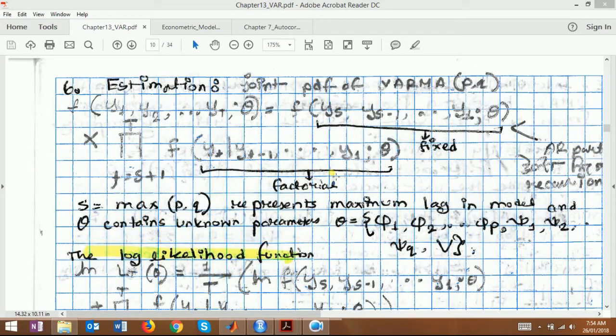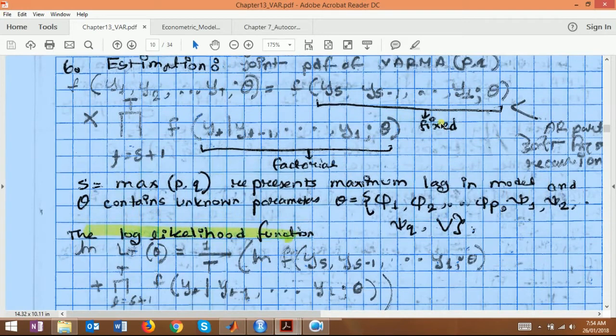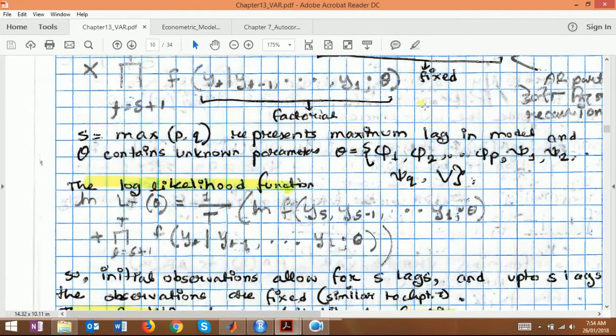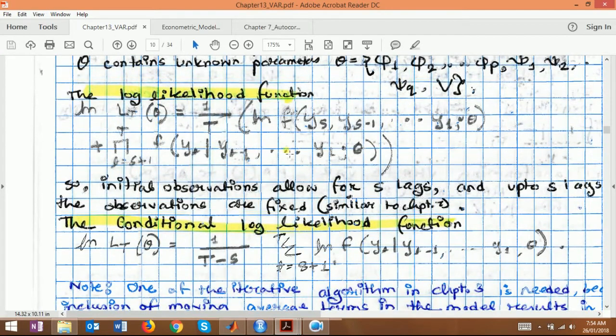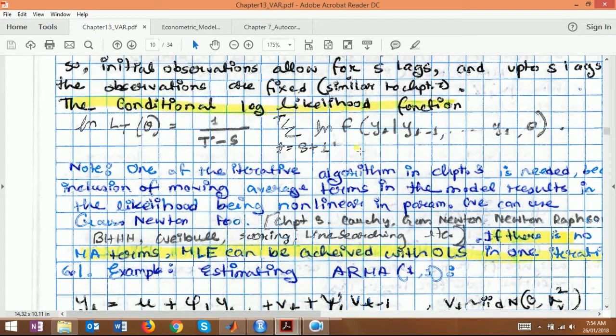Here we see the log likelihood function for a joint ARMA model. A joint probability distribution function has a fixed and a factorial portion, and as we can recall, as long as we have an autoregressive parameter, this can be simply estimated with OLS, and we don't need MLE. But for the factorial portion, we need MLE, and the joint log likelihood function looks like this, whereas the conditional log likelihood function looks like this.